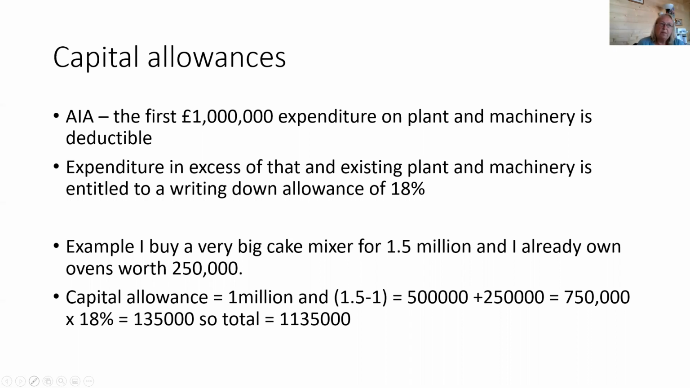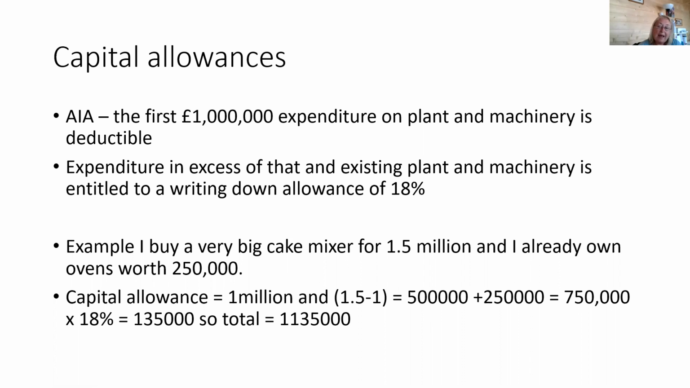So if I bought a cake mixer, a very, very big cake mixer, I'm assuming, if I spend £1.5 million on it, and say that I already own other assets, so ovens in this case, that are worth £250,000. So I've bought something this year that's £1.5 million. So I can claim the annual investment allowance of £1 million against that purchase. But I've still got £500,000 left.